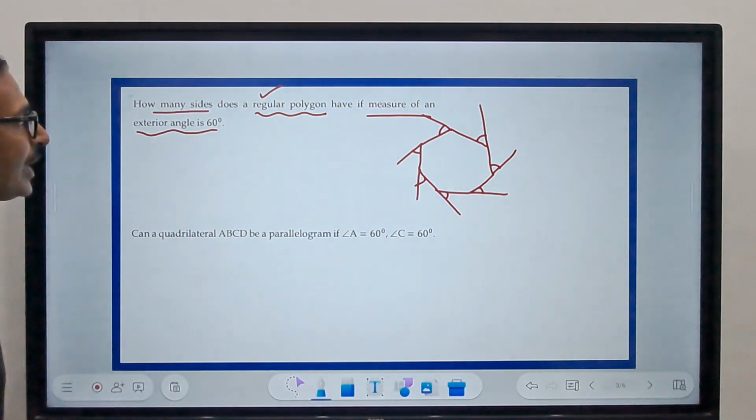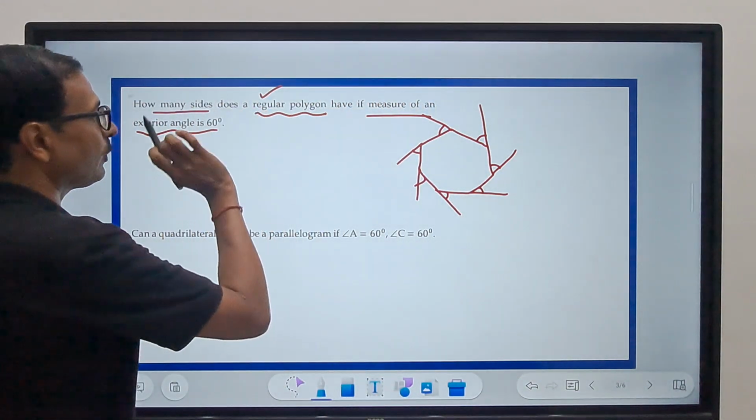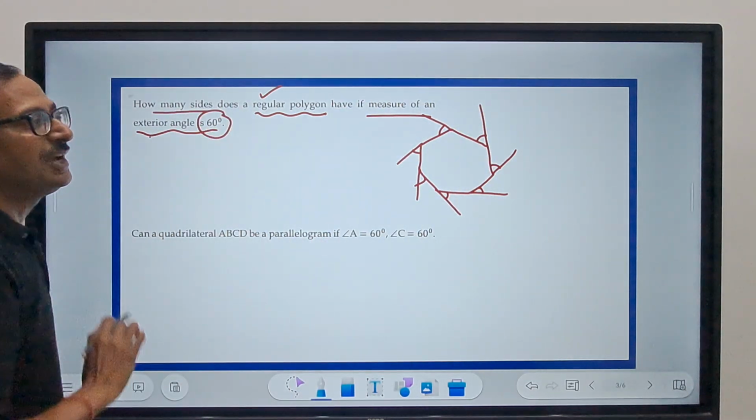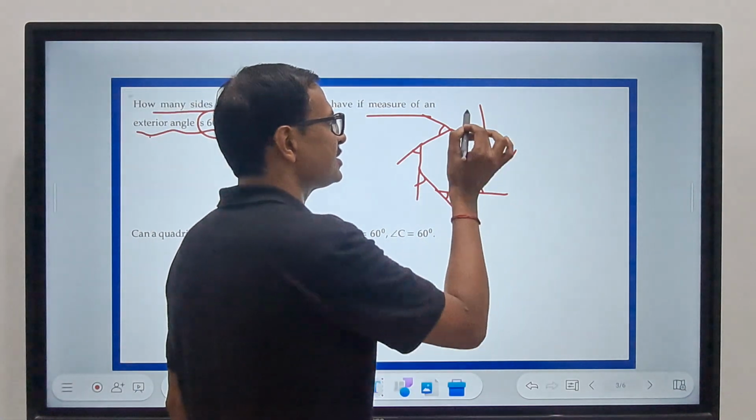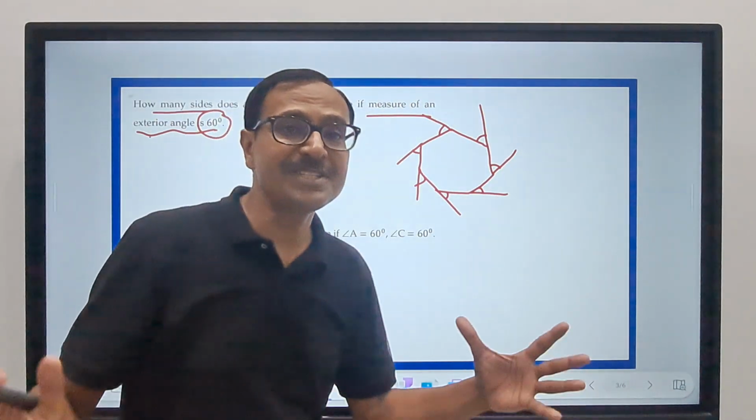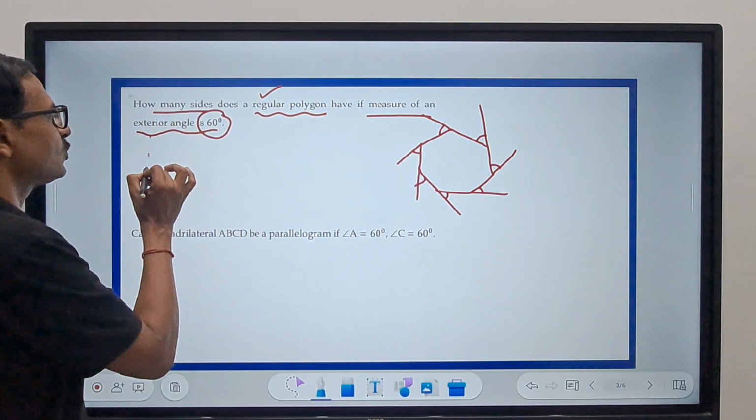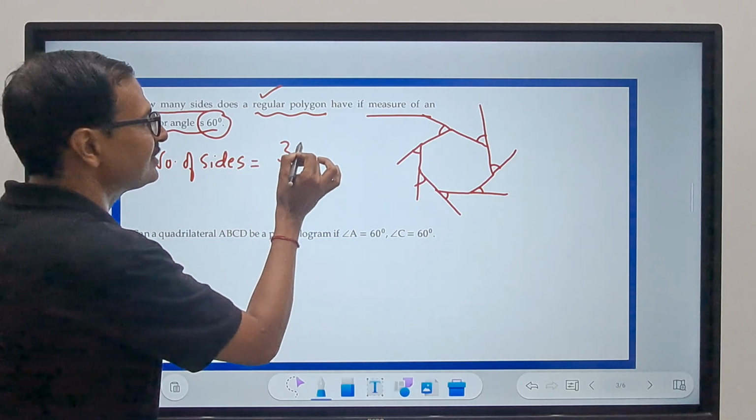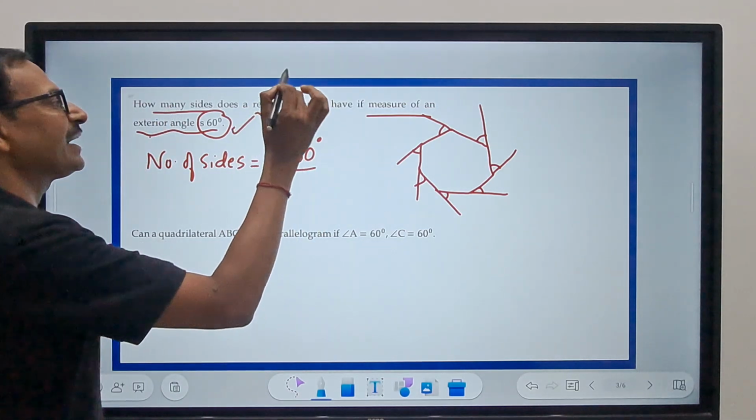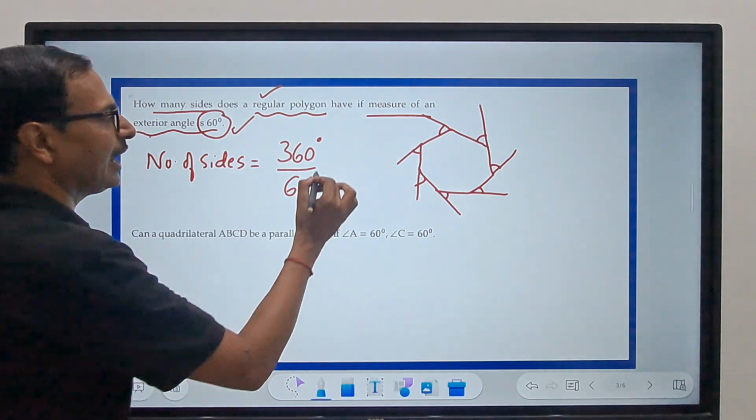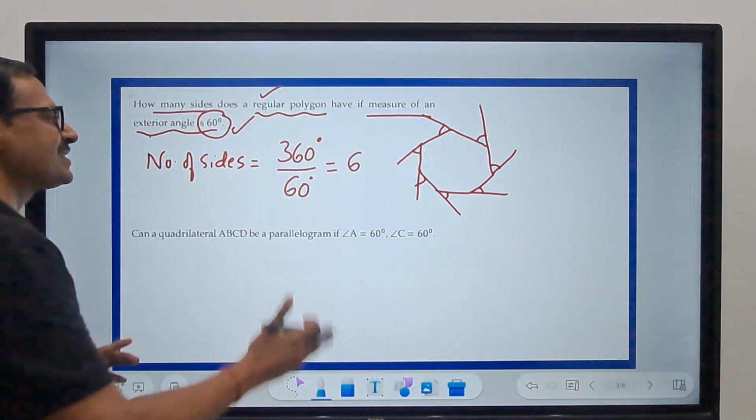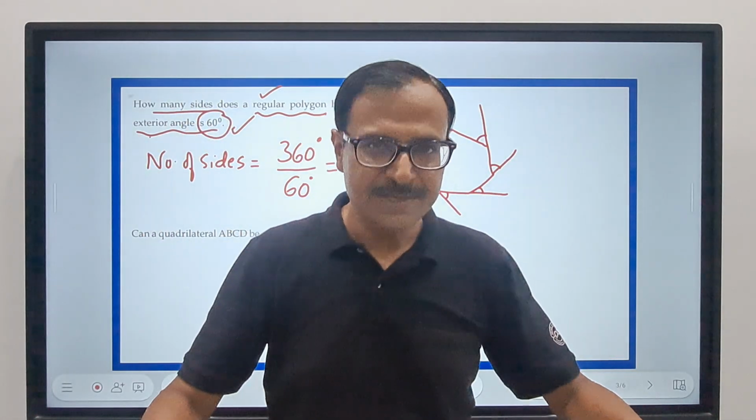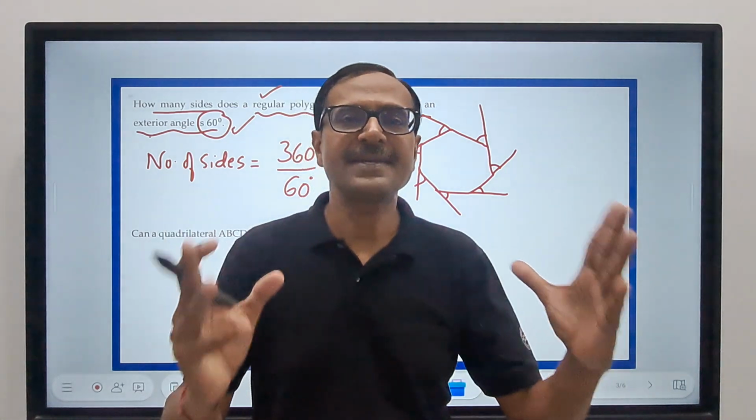Now use this property here. He says that it's a regular polygon, so all the exterior angles are equal and each exterior angle is 60 degree. So if this is like 60 and they add up to 360 degree, all you need to do is to find the number of sides of that regular polygon by dividing 360 degree by each angle which is given here, that is 60 degree, and automatically you will get the answer, 6 sides. So the answer to the question is the polygon has 6 sides, or it is a hexagon.